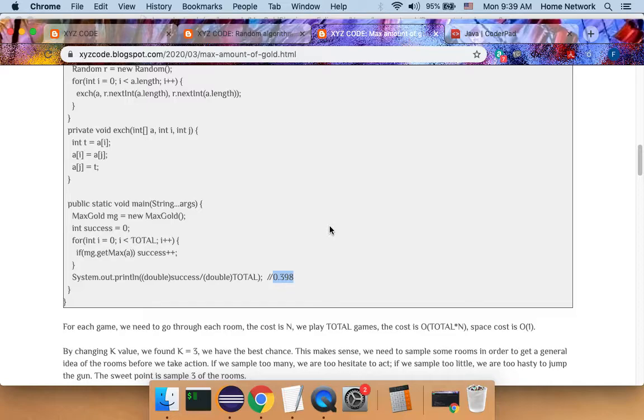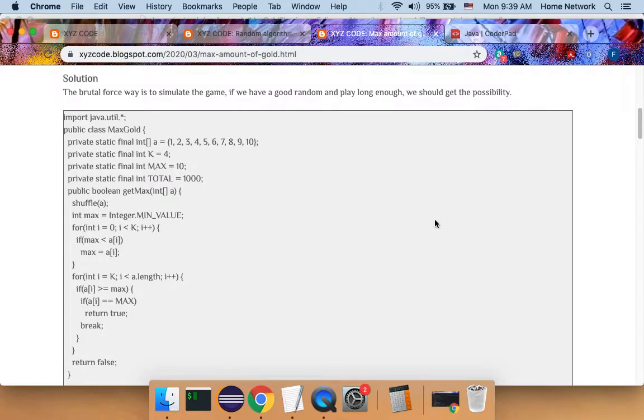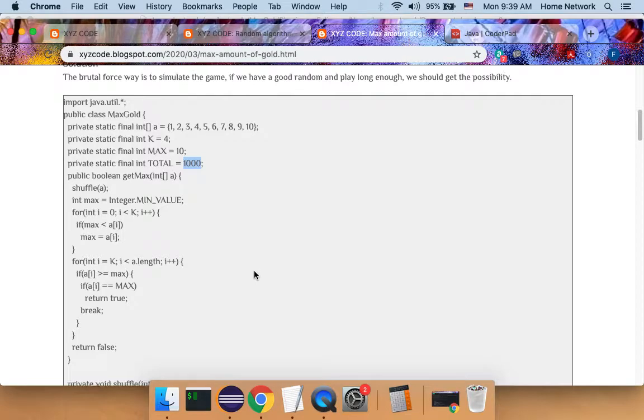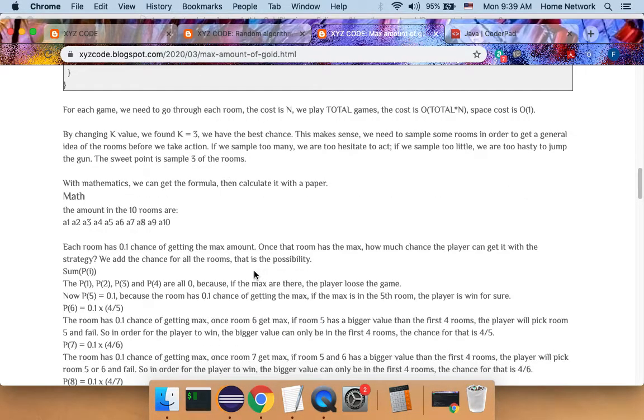However, this is brute force because the time cost is proportional to the length of the array, of course, how many rooms we have, and the total number of plays we do. Even 1,000 is not big enough. We can play 1,000,000 times, and that probability will be closer to the actual value, just closer, never exactly the same. So in order to have control of this problem, we need a little bit of math.